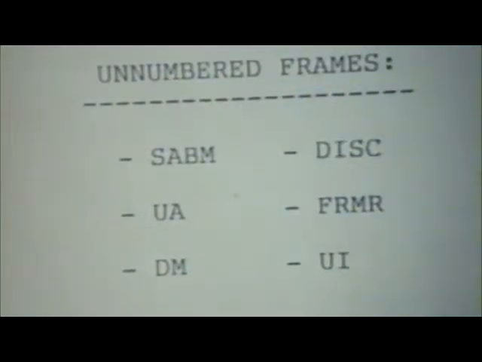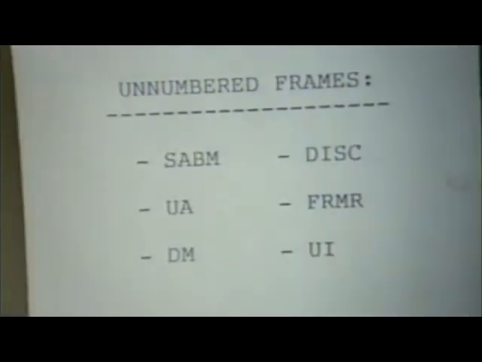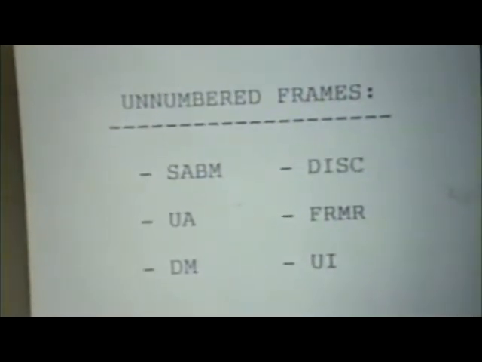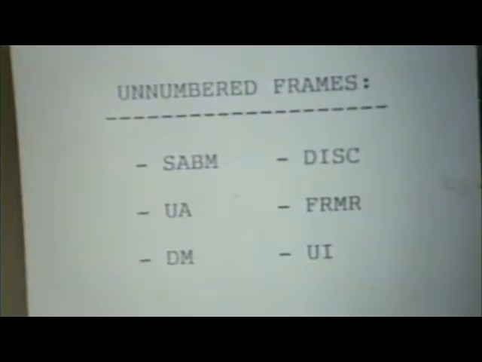Okay, if we can go to the next one. Okay, here are our basic unnumbered frames. And what we're going to do is just kind of give an overview of all the different frames. And then we're going to look at a couple of the fields in the frames. And then Joe is going to give you specific examples on the screen.